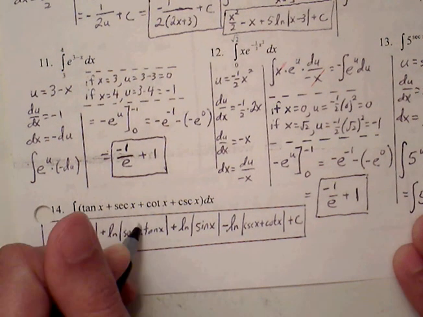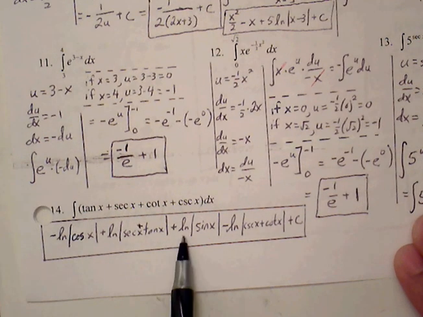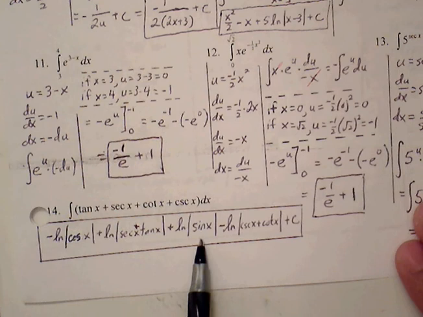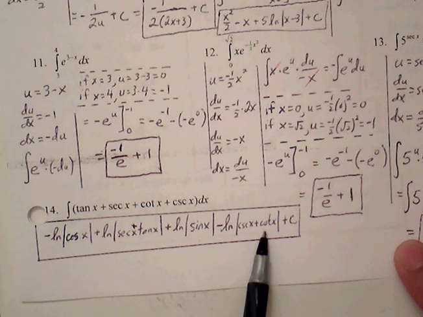Cotangent is simply natural log of the absolute value of sine of x, and cosecant is negative natural log of cosecant of x plus cotangent of x. So again, this should say secant of x plus tangent of x.